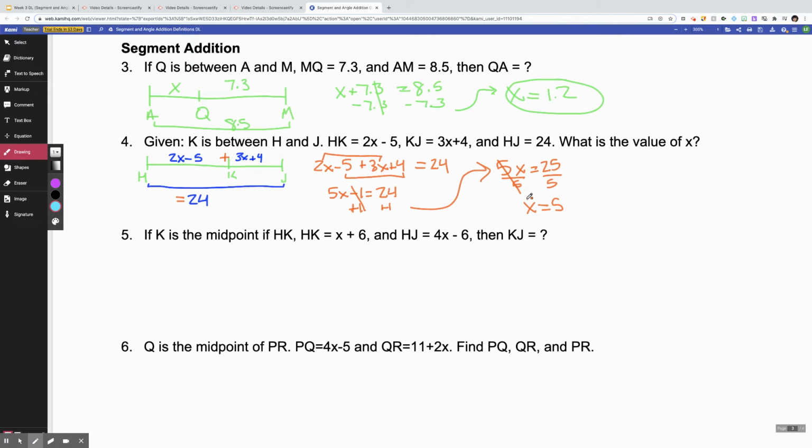Very last thing, I need to go back up to the question to make sure I answered the question. And I did, because this question was, what is the value of x? I found the value of x, so I'm done. But sometimes these questions will ask things like, what is HK then? They want to know how long this segment is. In order to figure that out, I have to plug x back in and simplify.